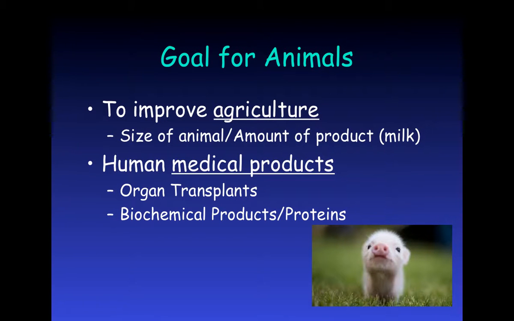So with animal biotechnology, our goal is again to improve agriculture and our food supply. The size of the animals for more meat, the amount of product that we are making, let's say for milk. Also human medical products. We can actually grow extra organs or organs that are going to be more suitable for humans with organ transplants. Biochemical products or even proteins, things like insulin. We can actually do this. If we don't have human insulin, we can actually use sheep insulin, and we can insert the gene that creates sheep insulin into bacteria and have them create lots and lots of this insulin for use by diabetics.